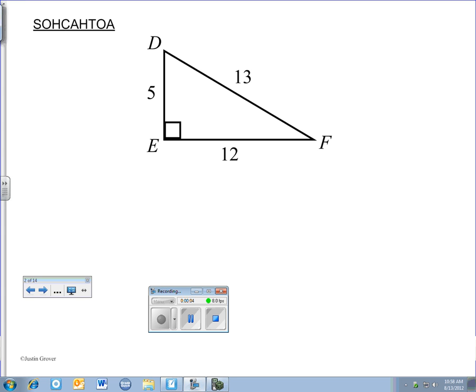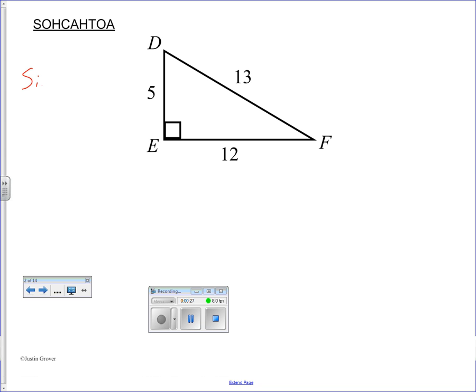Sohcahtoa is an acronym to help us remember the three basic trig functions, sine, cosine, and tangent, and help us remember that they are ratios of two sides and exactly what two sides we're talking about. First, in order to do any of this, we need to talk about an angle. Like if we want to know what is the sine function of angle D. And so angle D is what's going to be used for our perspective.